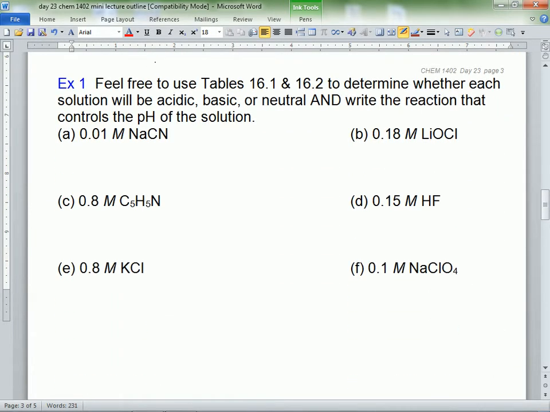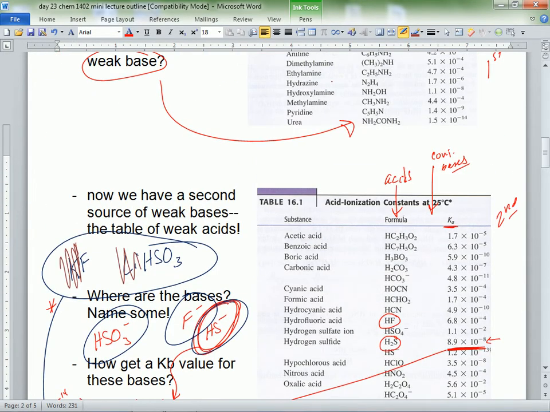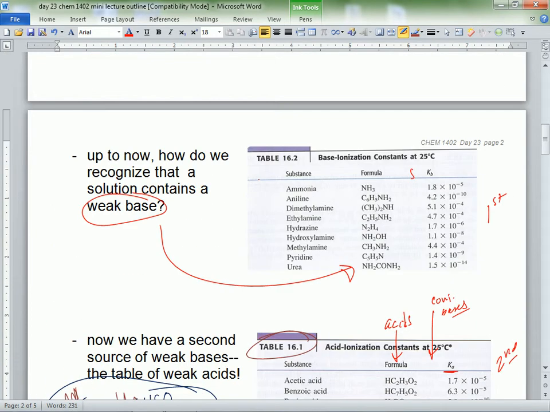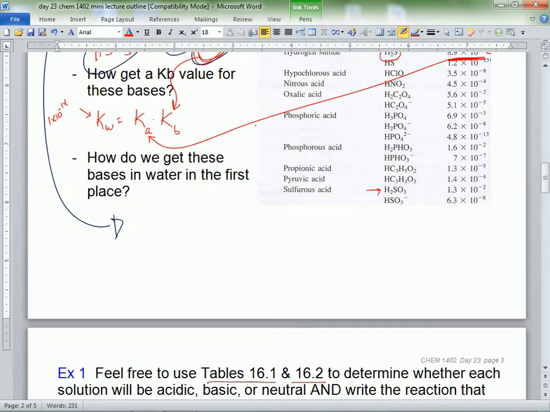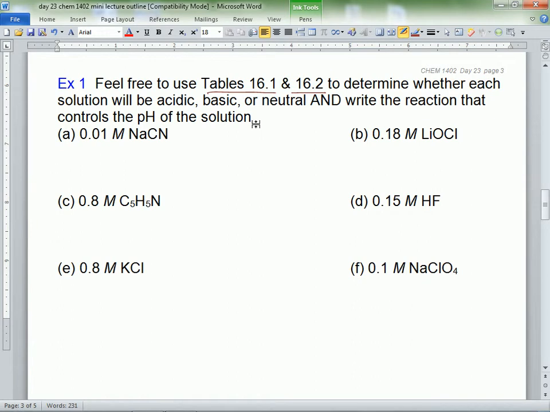Okay, so before we go to the boards, let's work one of these out together. So we're going to work out this first one together. And feel free to use those two tables, 16.1 and 16.2, right? Here's table 16.1 and table 16.2. What we need to do is determine whether each solution will be acidic, basic, or neutral, and then write the reaction that controls the pH. So in this A, we're putting sodium cyanide in solution.